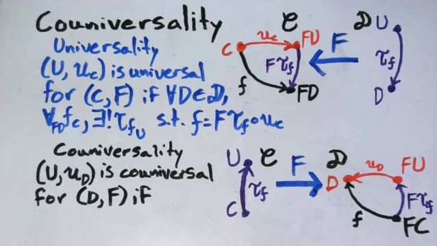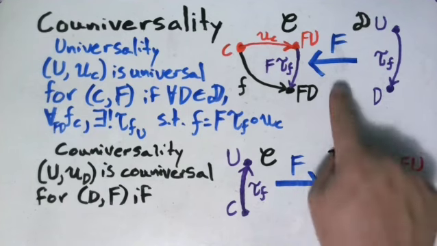And what is the dual? Well, the dual is when we flip all of the morphisms in the pattern that we're looking at. So let's first review what the pattern for universality looks like, and then let's look at what it looks like to flip all of the morphisms in that pattern.